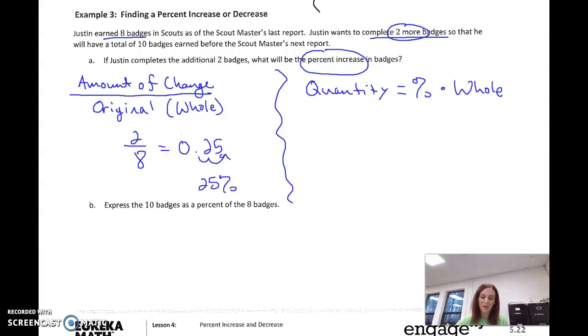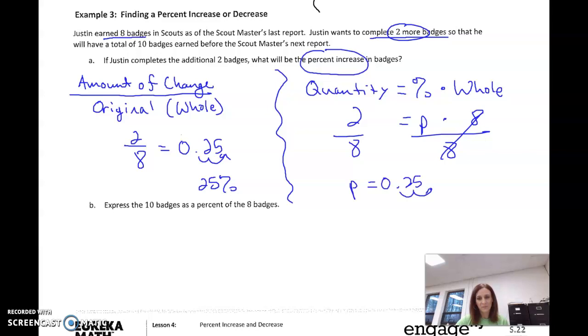Okay? Now over here, we can think of it as, what's our whole? Well, our whole is 8. We just said that. We don't know our percent, but our quantity is 2. 2 out of the 8 he's increasing, right? Well, guess what? You divide both sides by 8, you're still going to get 0.25, which is 25%.